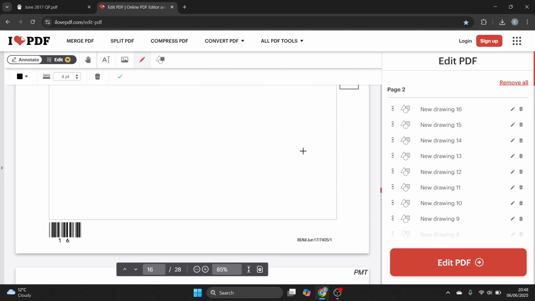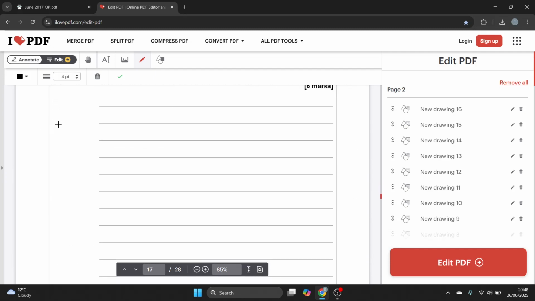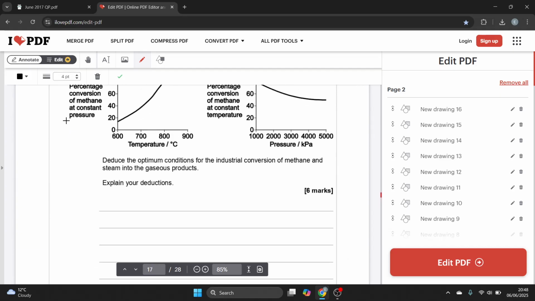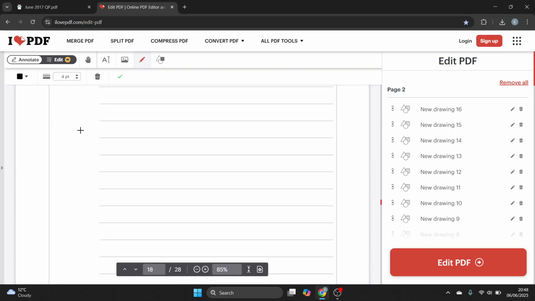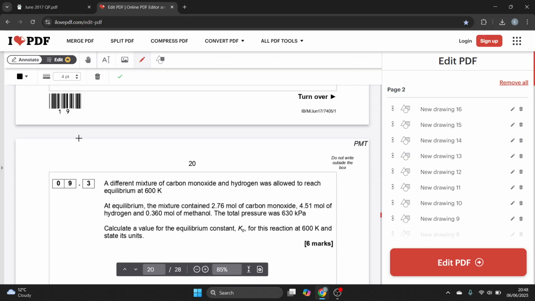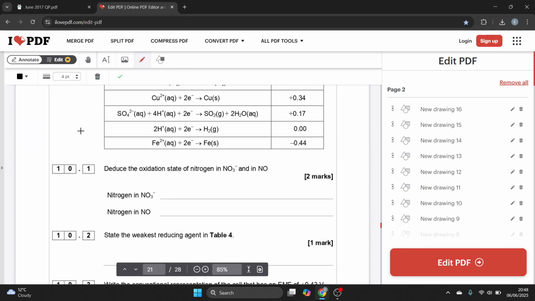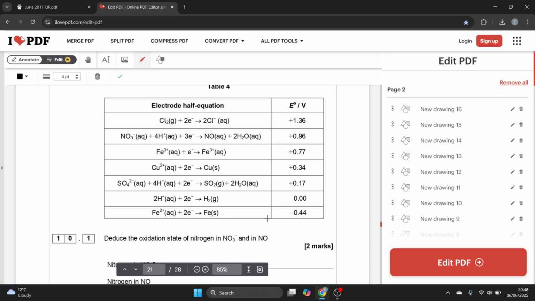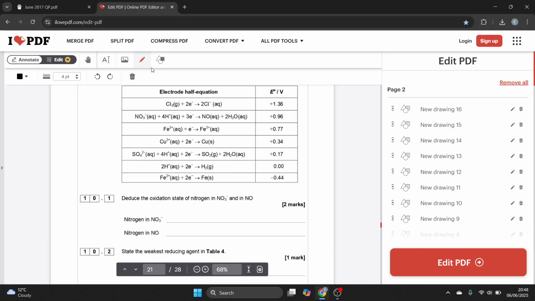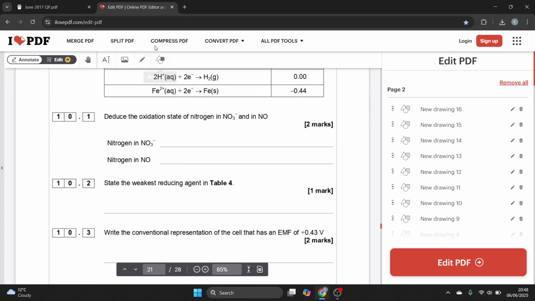The full question 8 is just to test your knowledge on that. Question 9 is skipping, obviously. It's not a calculation question, but it's just a big question. Let's skip it anyway. Question 10. Deduce the oxidation state of nitrogen in NO3- and NO. So that's going to be +5 and +2.